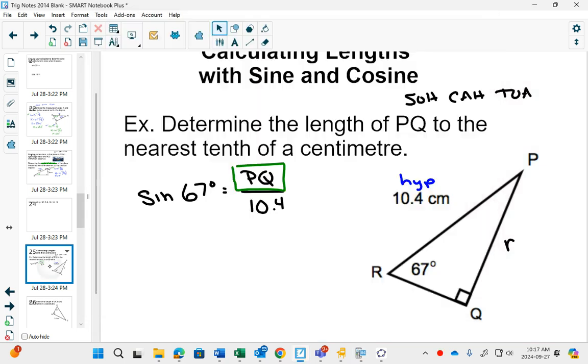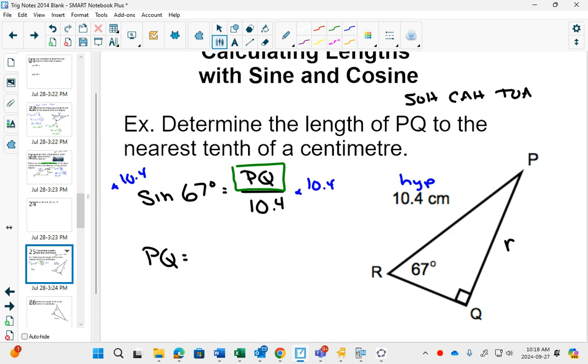Now we're not going to guess and check to find this out because you already have developed algebra skills, right? You know that if you have an equation, you could get this by itself. Right now it's not by itself, it's divided by 10.4. How could I possibly get rid of that 10.4? Times. The opposite of dividing is multiplying. So I multiply both sides by 10.4. That will get my PQ all by itself.